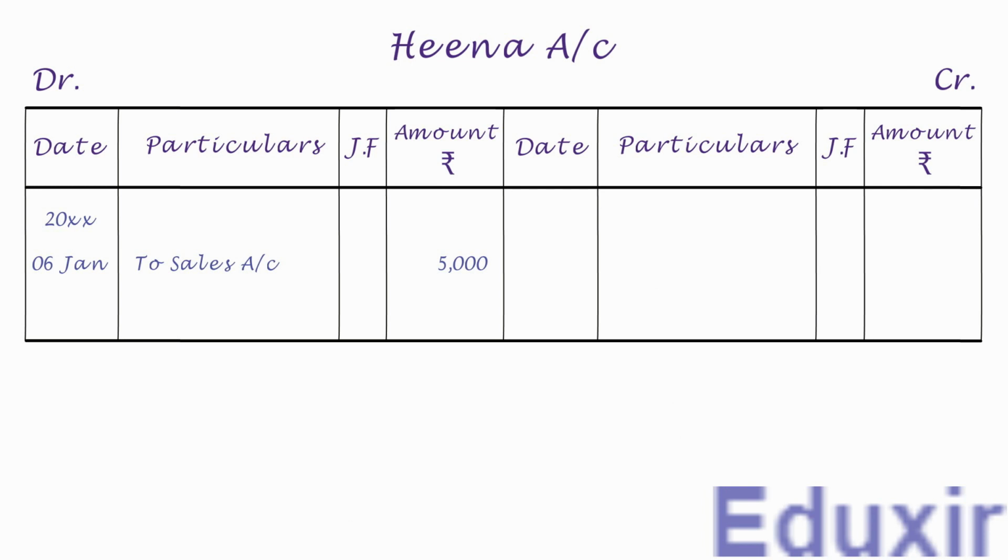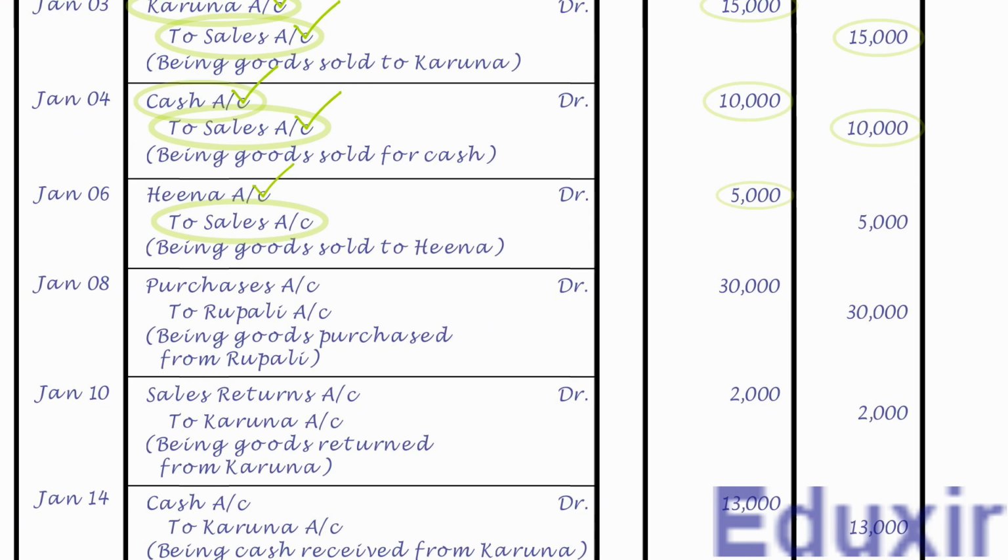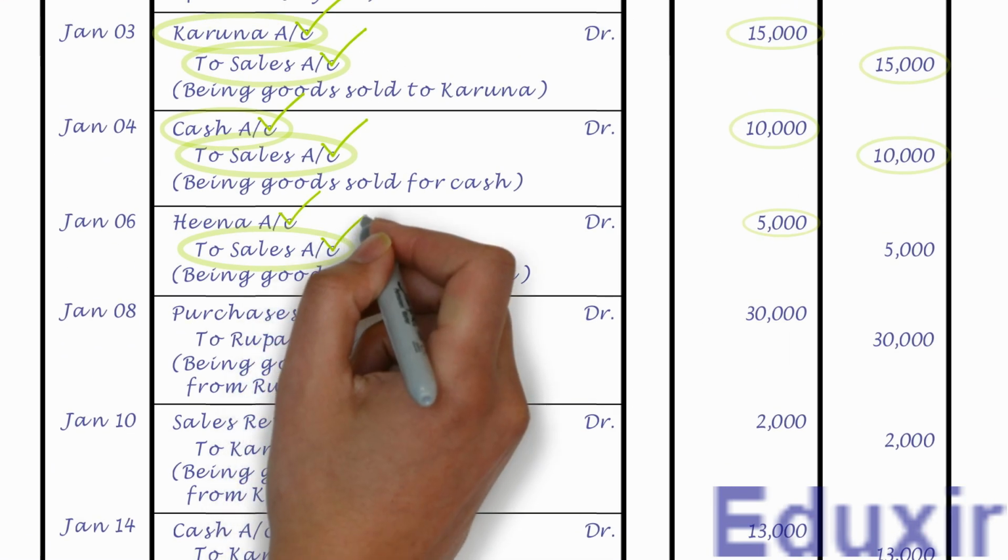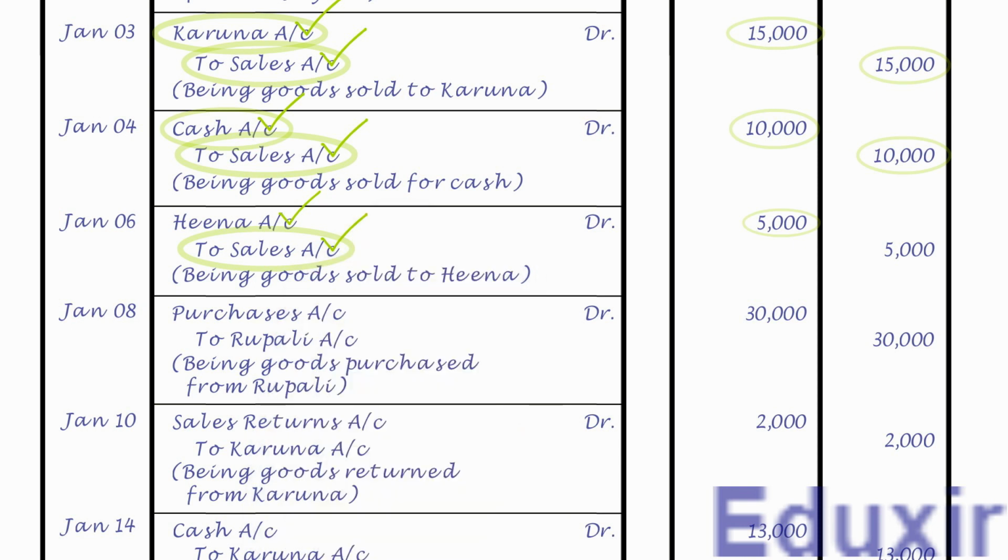With that, we have completed the posting of this journal entry into the Hina account. Let us now take up the next entry. As the name suggests, it needs to be posted on the credit side of sales account and the credit amount is 5000 rupees. Note that the details that need to be posted into the particulars column is Hina account. As we already have the sales account, let us now post this entry into that account.